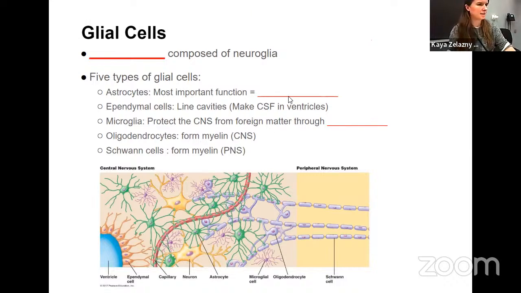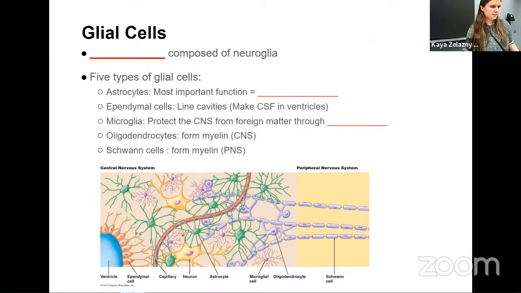So here are astrocytes. Their most important function is going to be something called the blood-brain barrier. Okay, so astrocytes forming the blood-brain barrier. We'll see an astrocyte. All right, so here we see the astrocyte.